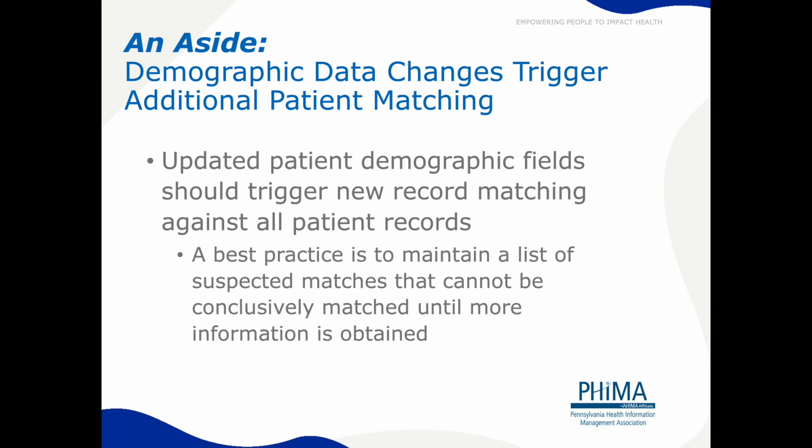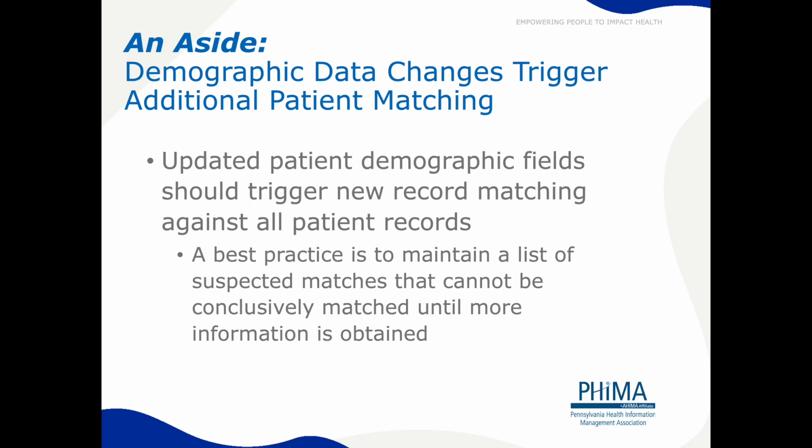A best practice to help facilitate this is to maintain a list of suspected matches, at least ones that did not have enough information prior to conclusively match. Every time one of those records is updated, we check at least to see if those records can be ruled in or ruled out as the same patient.